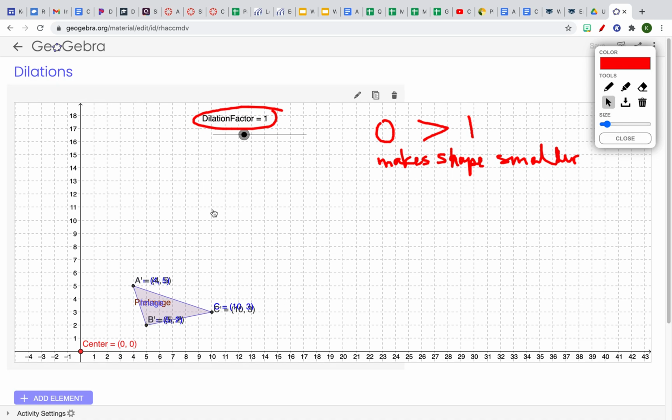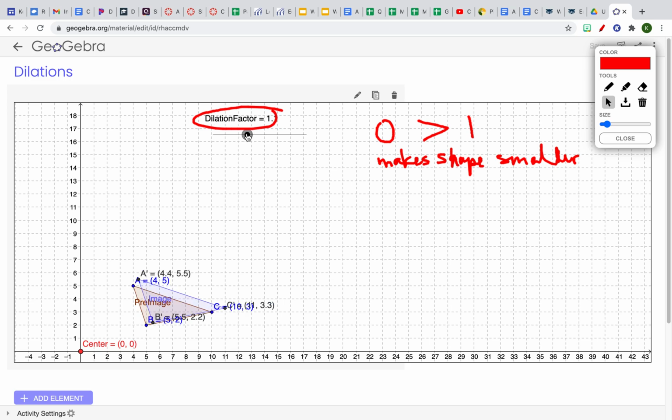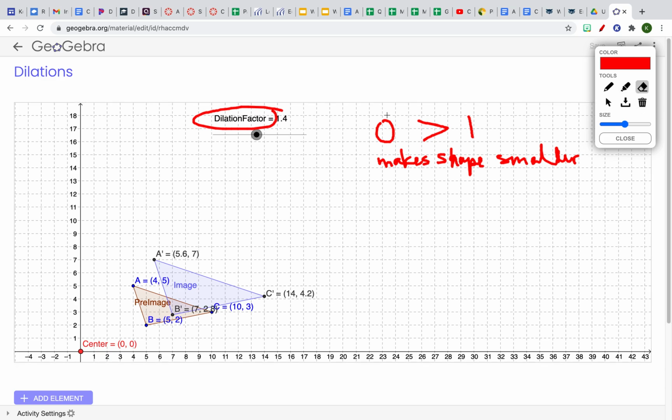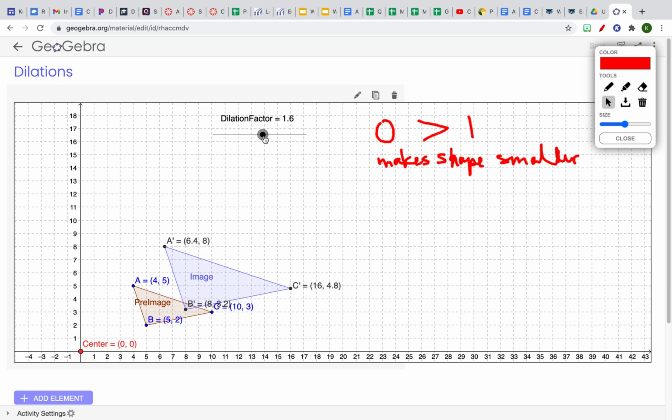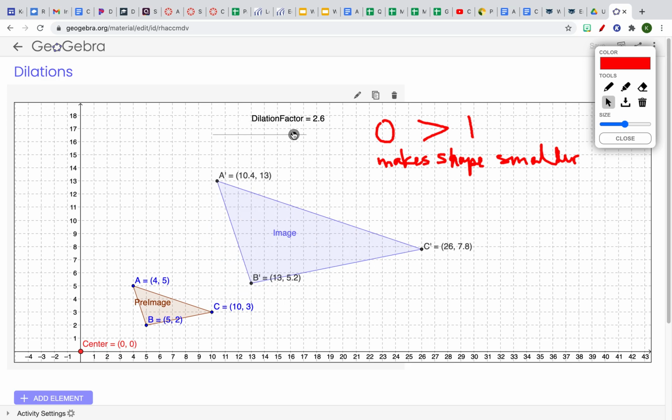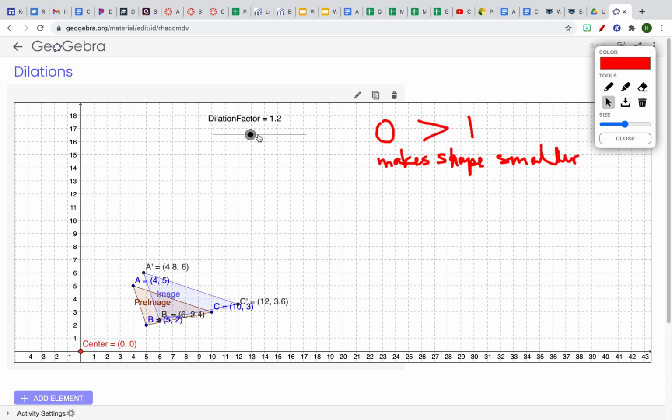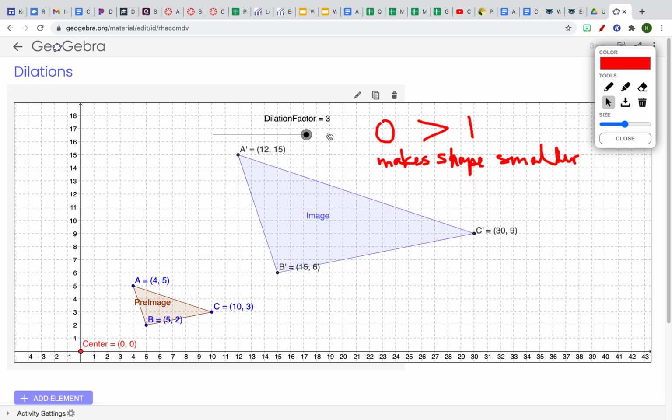So we could make the assumption that anything bigger than 1 is going to make the shape bigger, even if it's a decimal. Even if it's a decimal, as long as it's greater than 1, it is still going to make the shape larger. And yes, it moves away, but it is still larger.